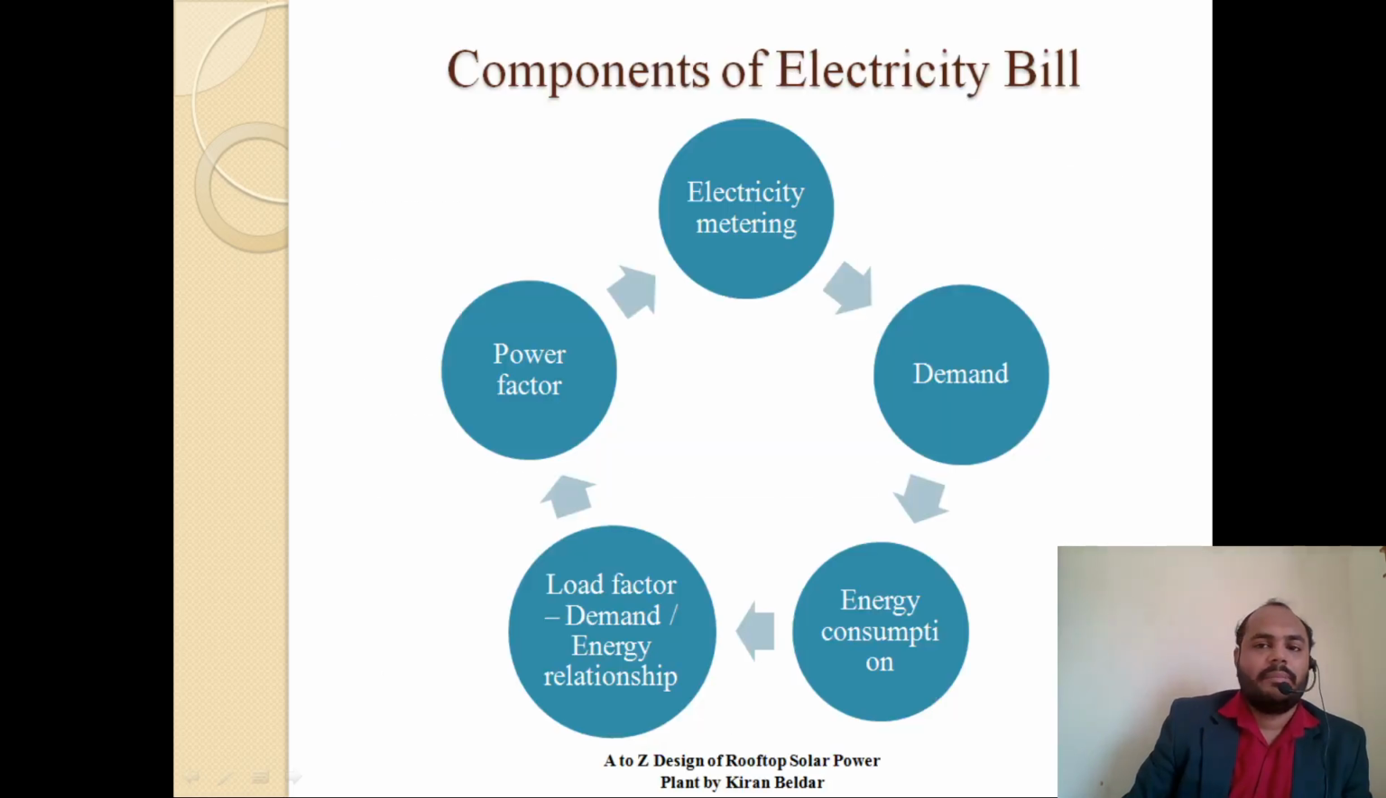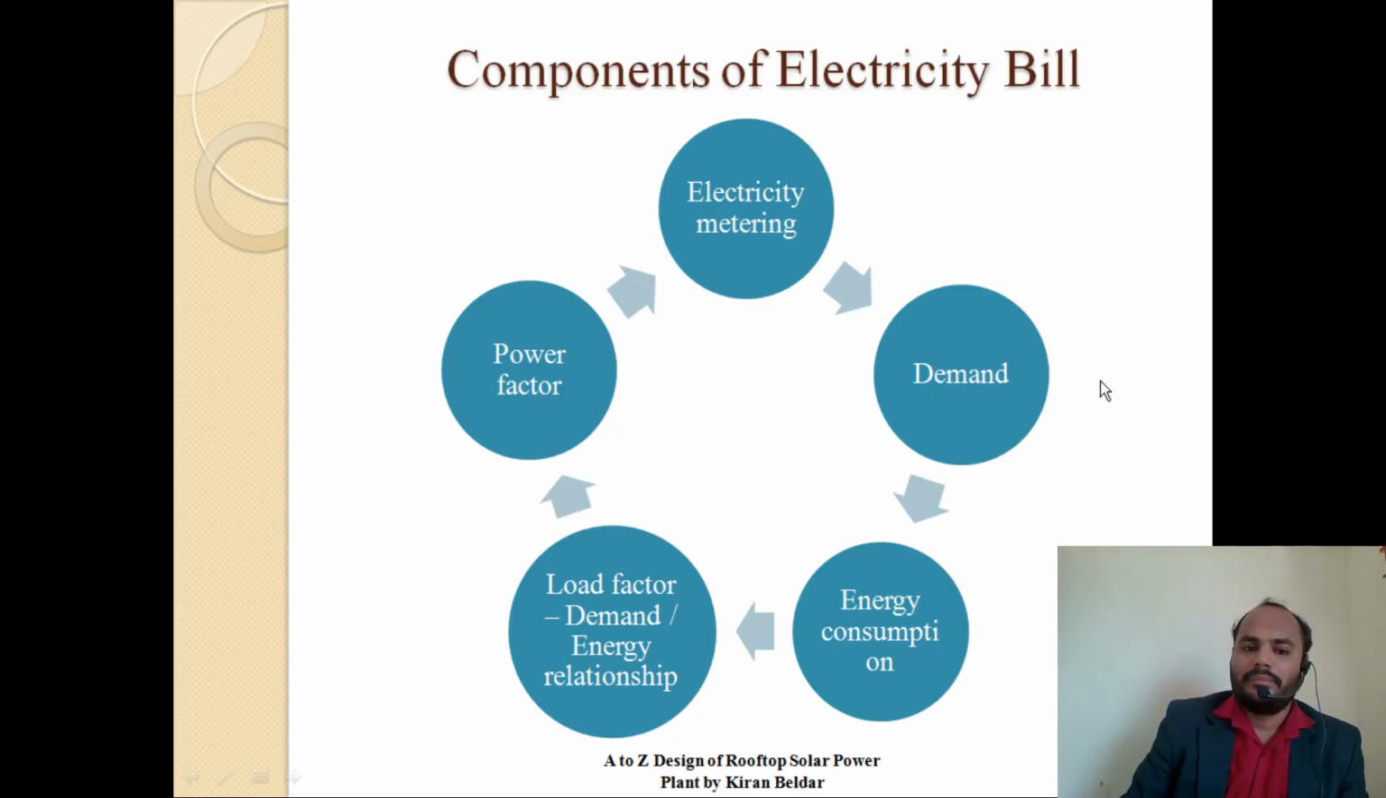Components of electricity bill. Whatever electricity bill the grid gives us depends upon a number of parameters. First is the electricity metering. How many units we are consuming, that is the electricity metering. This is the first point.